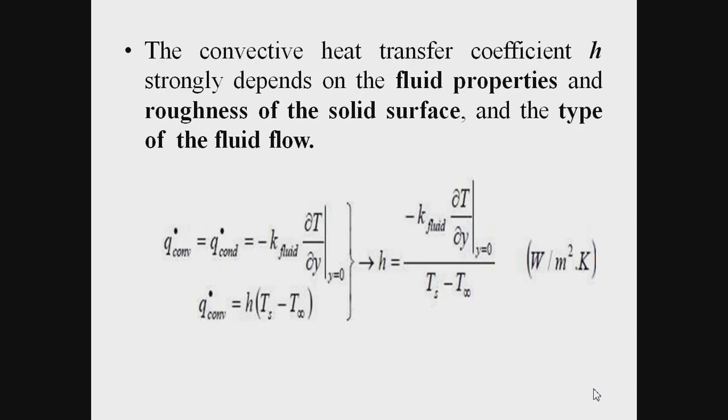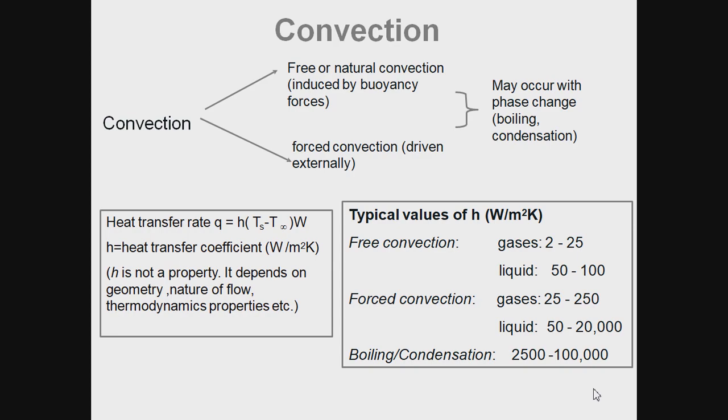In convective heat transfer, the h, which is called the convective heat transfer coefficient, can be defined as follows. Clearly we can see the layer which is in direct contact with the surface is at no slip condition, that is, it is at rest, and because of this the heat transfer only takes place by conduction through the fluid. Therefore, this h is defined as shown below. This h is a fluid property and it depends on the roughness of the solid surface and the type of the fluid flow.